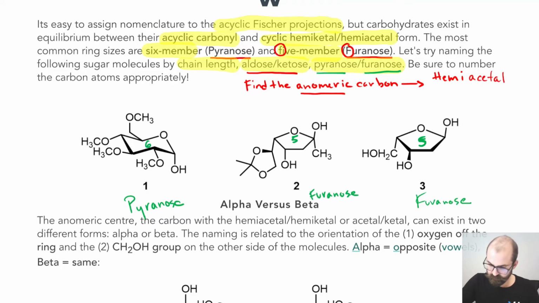hemiacetal or acetal or ketal or whatever, but the same trick applies. We're looking for the carbon that has 2 CO single bonds. That's the first step to identify whether it's an aldose or a ketose. So if you want to pause the video here, you can try and find the anomeric carbon in these 3 examples.